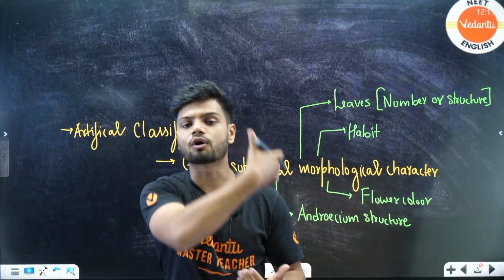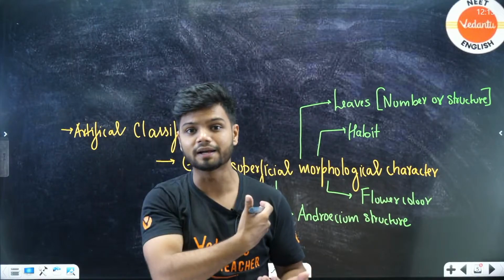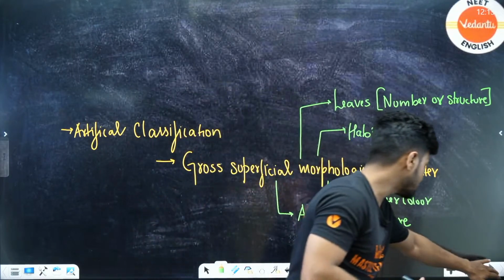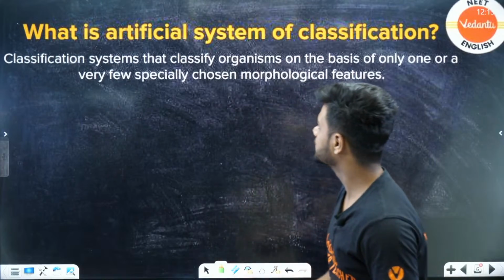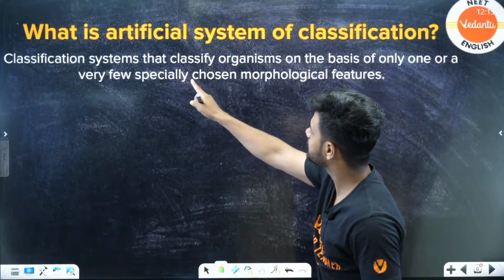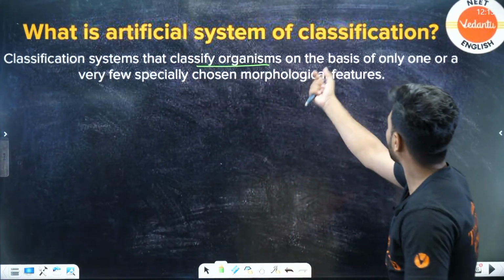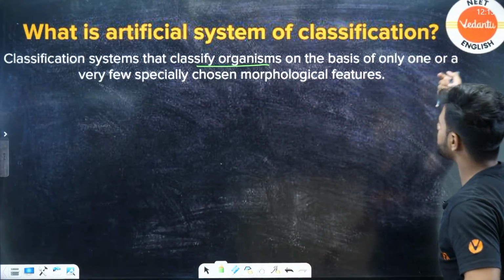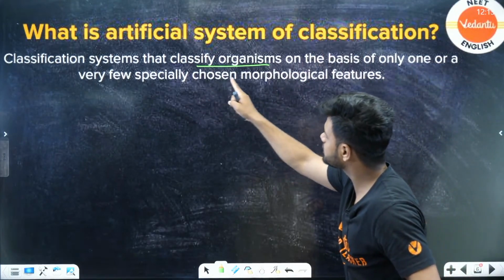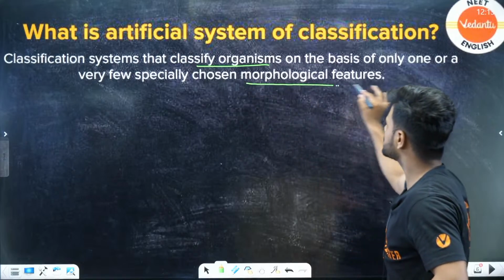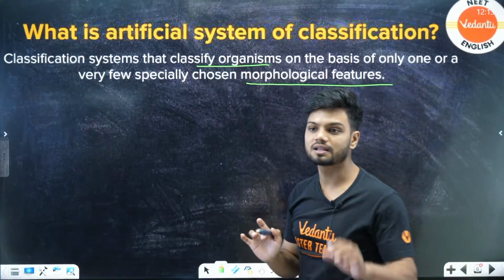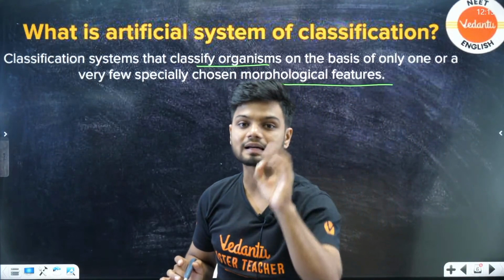So when we classify an organism based on how it looks from the outside, it becomes artificial. A classification system that classifies organisms on the basis of only one or a few specially chosen morphological features is called an artificial system of classification.